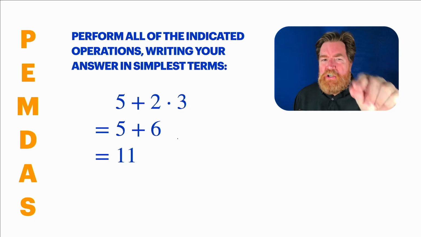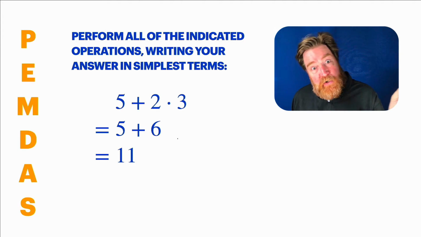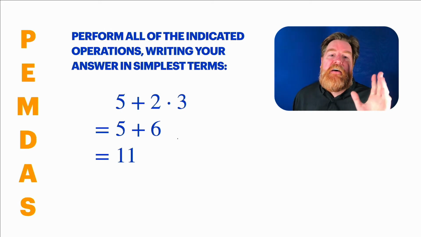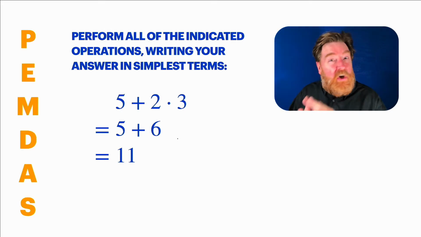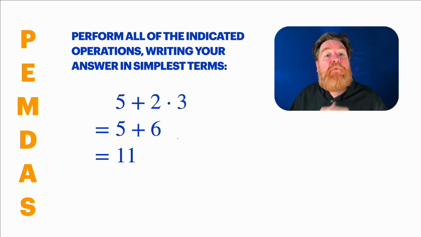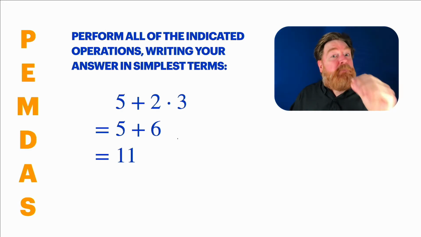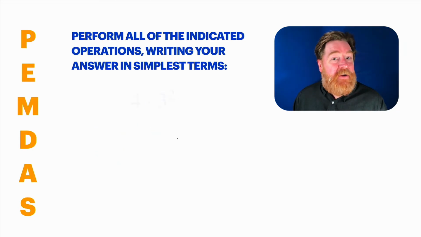By the way, just take a moment. Can you see how you would get a different answer if you did these left to right, just ignoring the order of operations? 5 + 2 is 7, and then times 3, you'd get 21. So a totally different answer. So it's really important that you follow these order of operations so you can understand what the person that wrote this really meant. All right, here's another one.